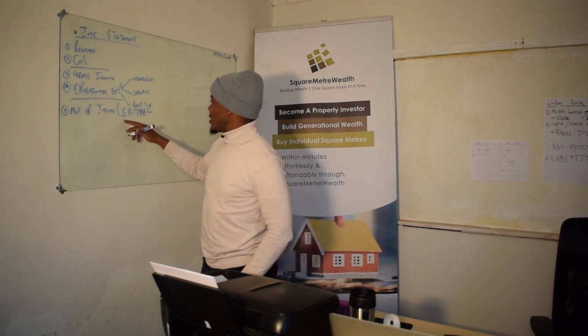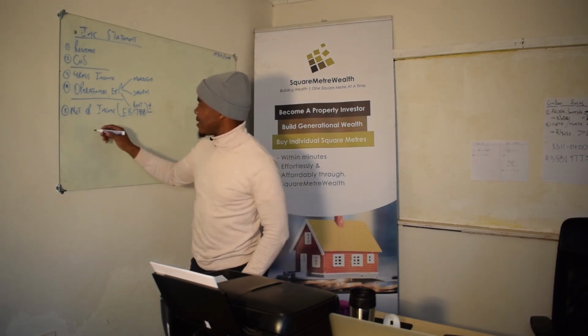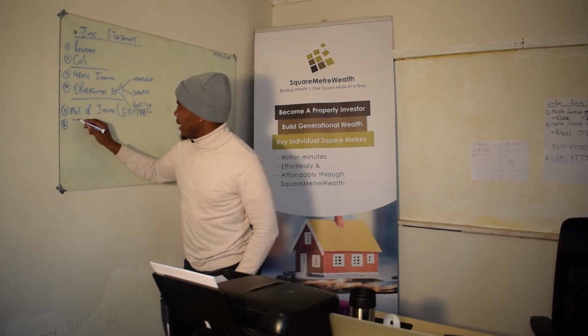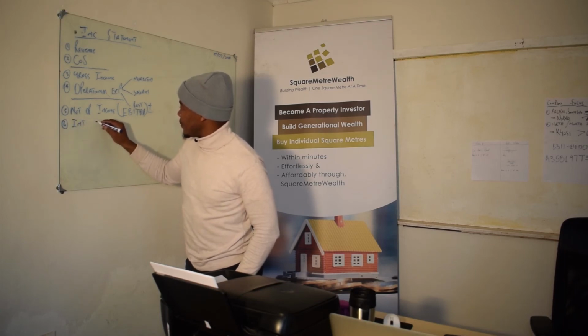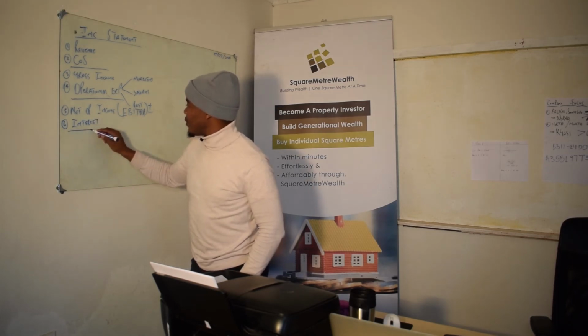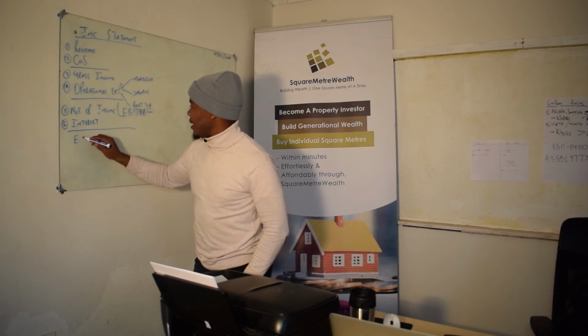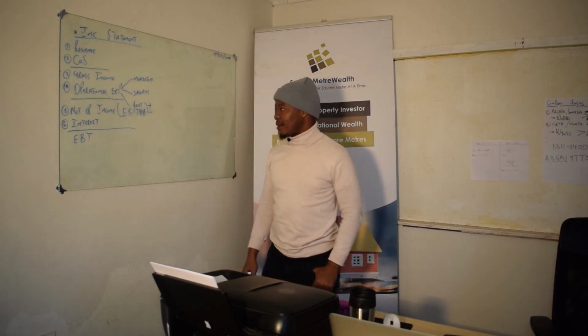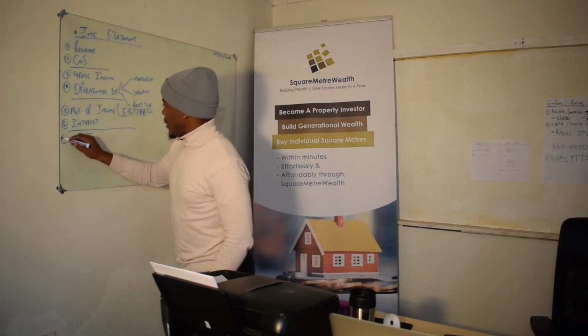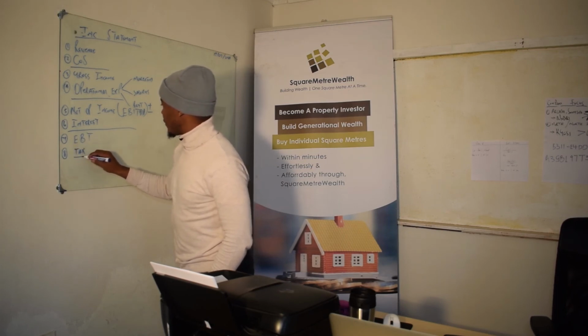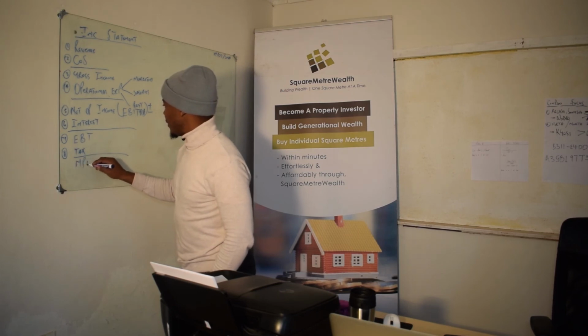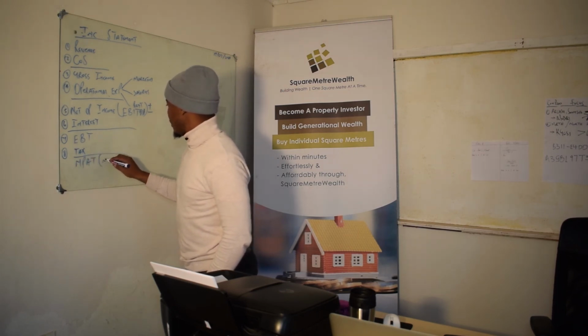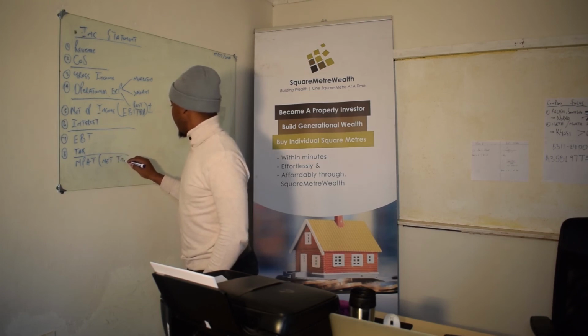Number 6, we said this is earnings before interest and taxes. You then want to subtract the interest expense. What you are left with is what is referred to as EBT, earnings before taxes. Subtract the tax expense. What you are left with is net profit after tax, also referred to as net income.